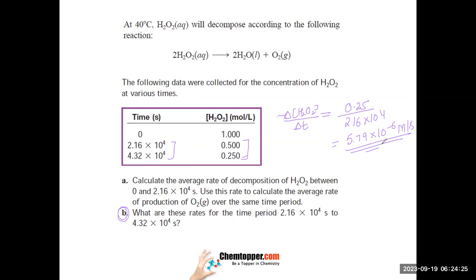How come? Sanvi, what are you doing? From where did you get this 5.71? 79. My God. Are you taking 2 again? Are you taking this 2 again? Where is 2 here? There is no 2. So it should be 1.16 times 10 raised to the power minus 5 molar per second.